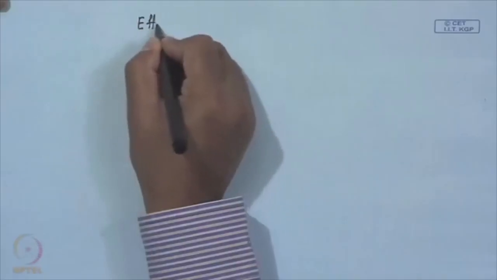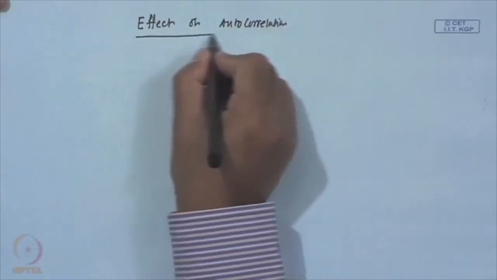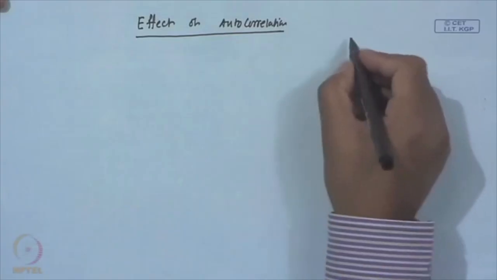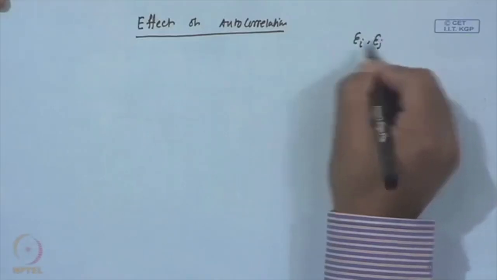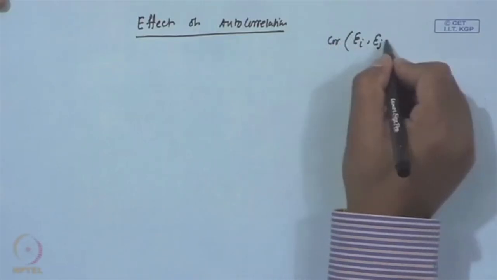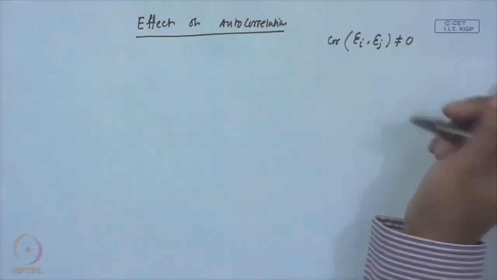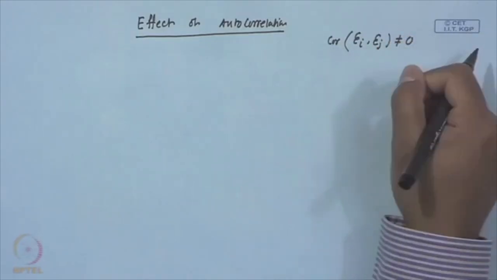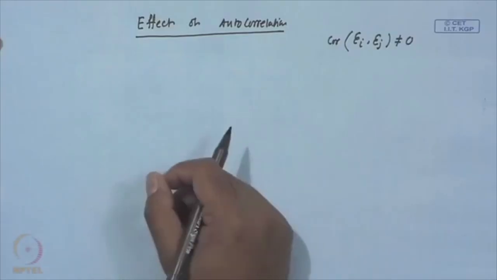Okay. So, we understood the source of autocorrelation, why it happens, and now let me talk about the effect of autocorrelation. So, if autocorrelation is there in the model, what is the meaning of this? That epsilon i and epsilon j, the correlation between them, is not equal to 0. Okay. So, if the errors are correlated, then what is the effect of that while fitting a simpler multiple linear regression model?